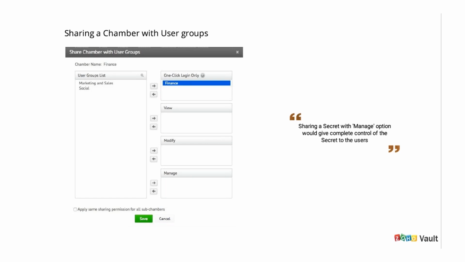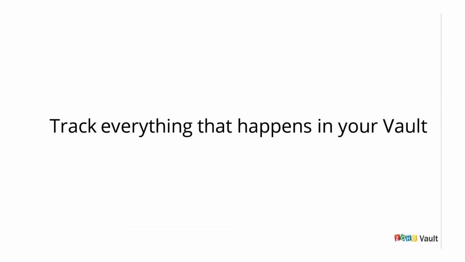Once I give the one click login only permission, the users of the finance group will only be able to access these accounts, but not be able to see any of the passwords, like we earlier discussed. I want to make sure that none of my finance team people see what password I've set for those accounts. Just let them access those accounts, right? So I do that and click on save. That is pretty much how sharing a group of passwords with a group of users works.